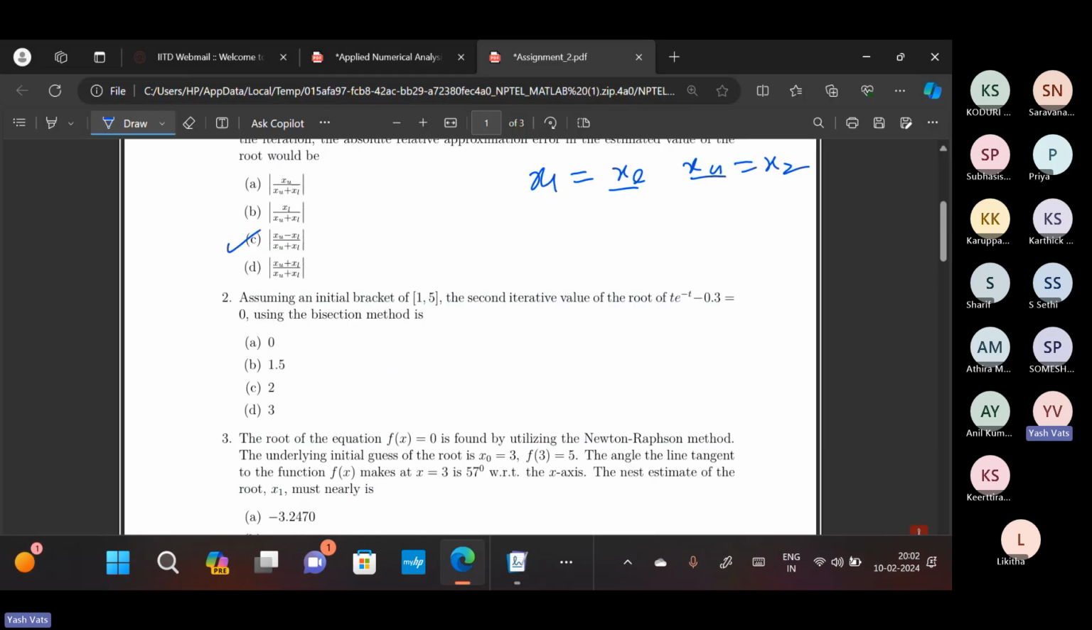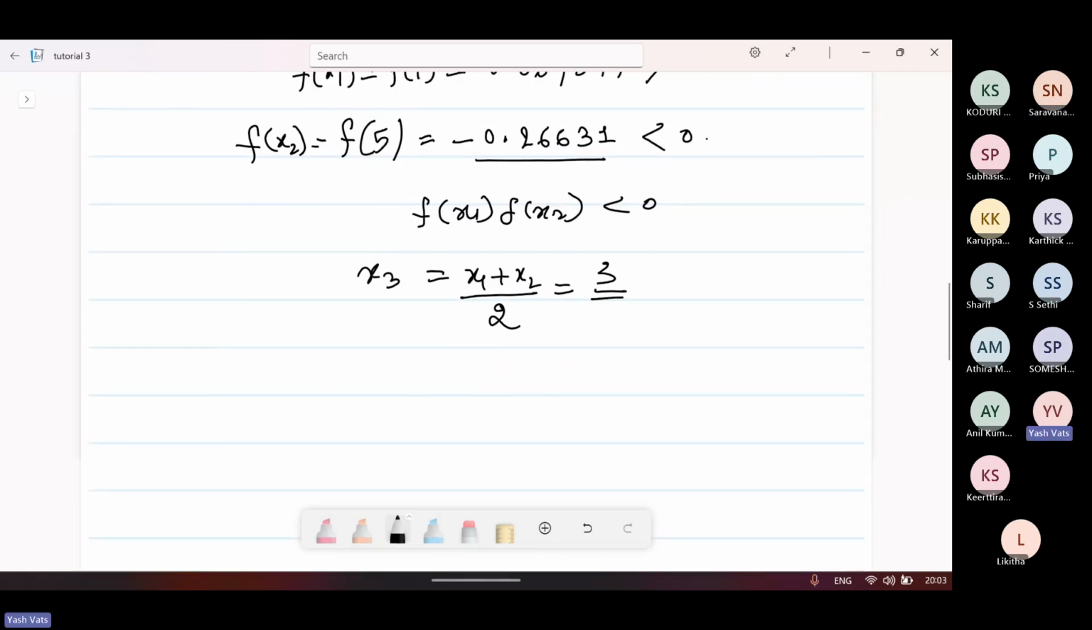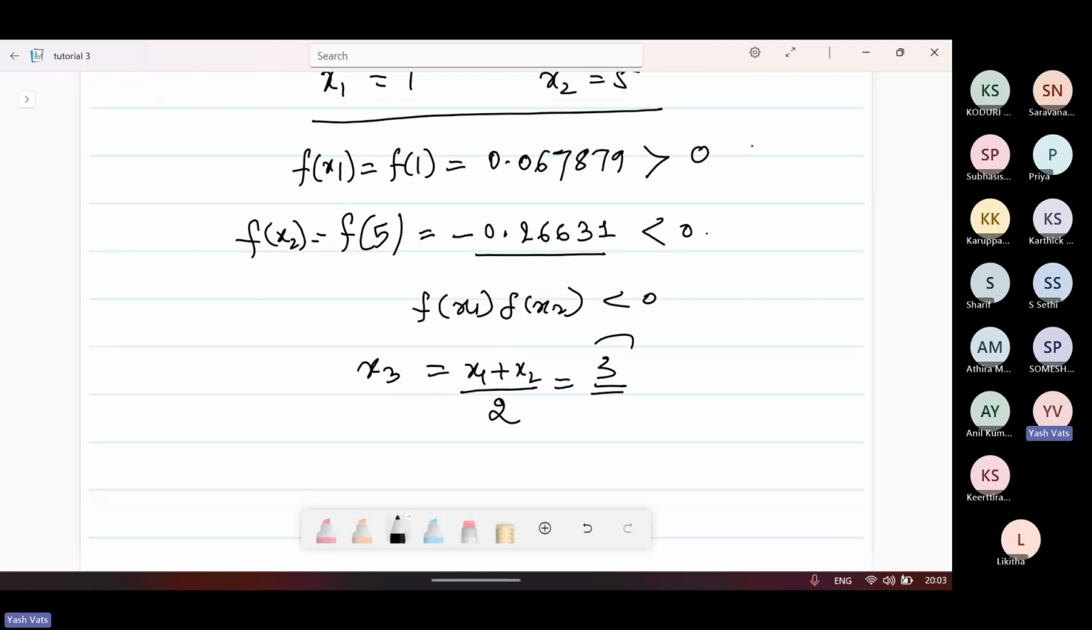Okay, so let's see what the question says. Second iterative value of root. So we have found out the first iteration. It's the first one, right? First iteration. And what about the second one? How do you find that out?